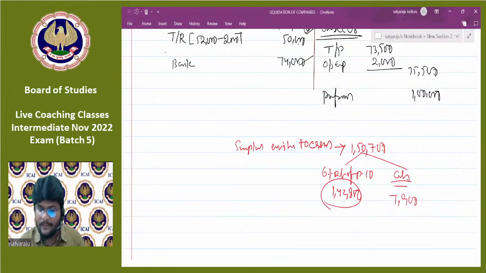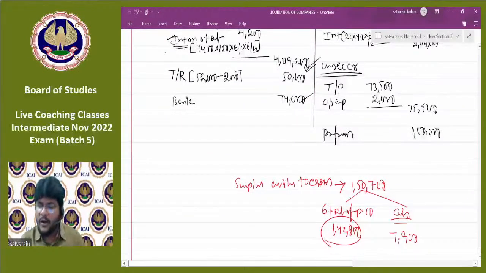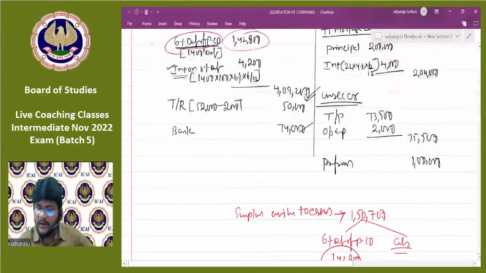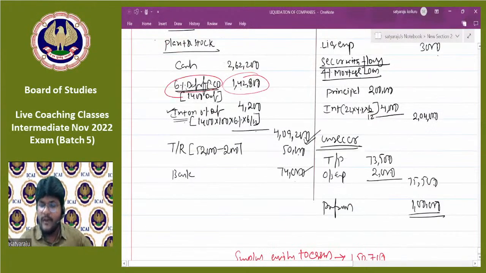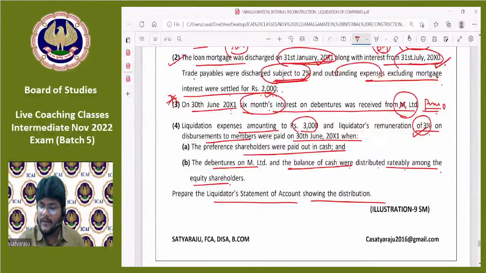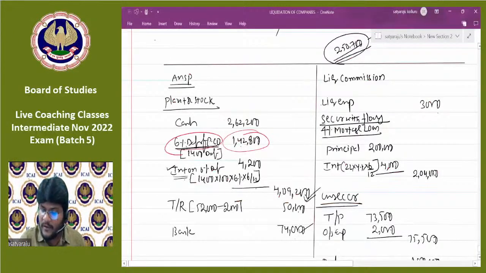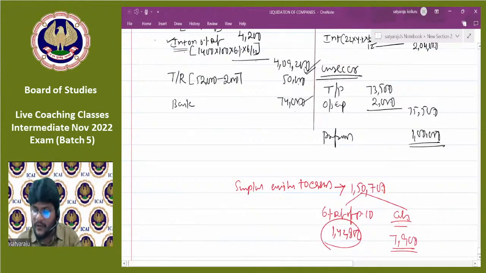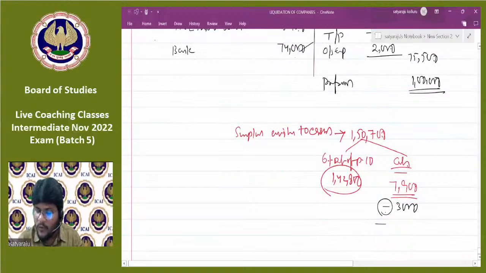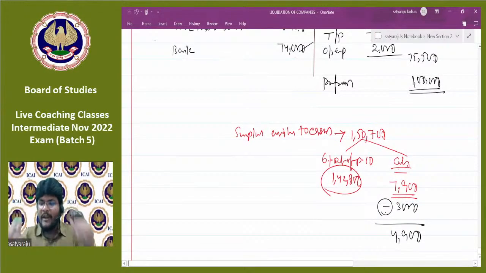Now consider it, guys. Do you think that still we are having 7,900 cash with us? That's wrong. Why? I will tell you. Please concentrate. While making payment to the preference shareholders, the liquidator will get the commission. How much commission will the liquidator get? 3%. So the first remuneration was 1 lakh into 3%, that will be 3,000. That means 3,000 cash was reduced due to liquidator remuneration, so we have 4,900 cash only.